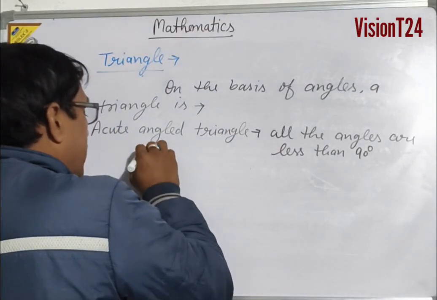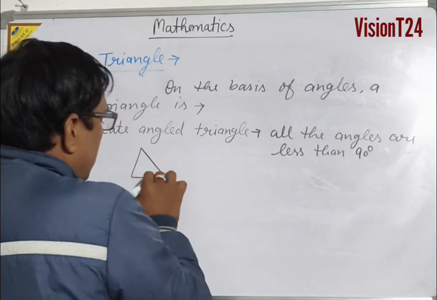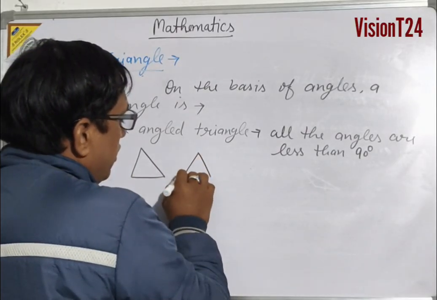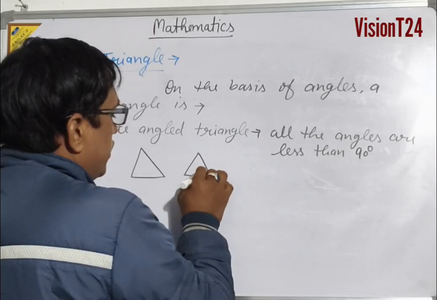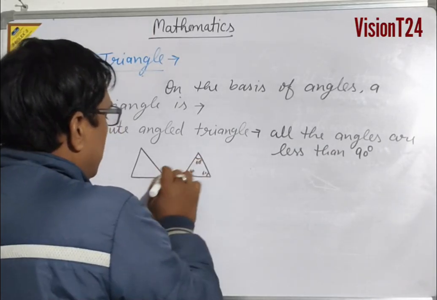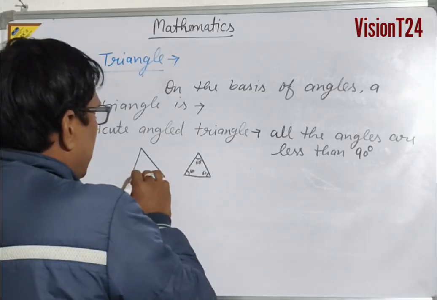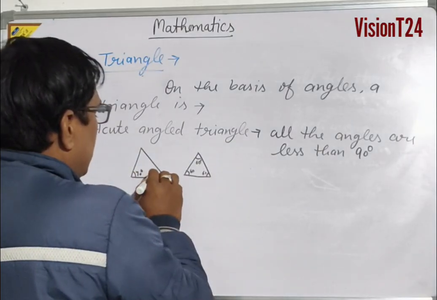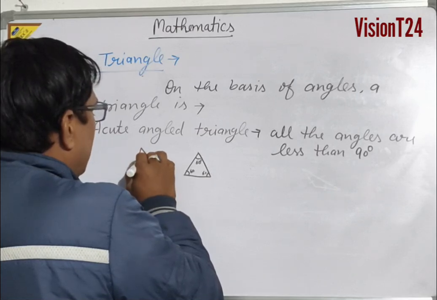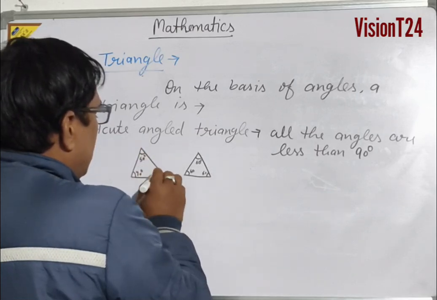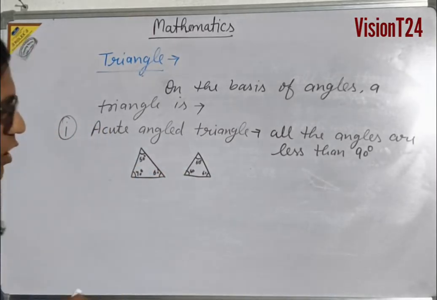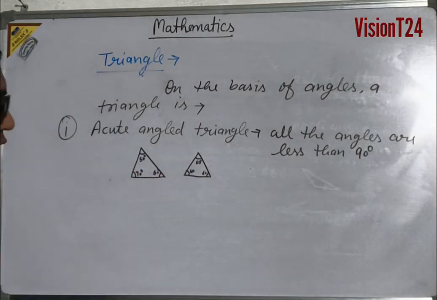Suppose equilateral triangle if I draw, this is equilateral triangle, all the angles are 60, 60 and 60. Suppose this is 70, this is 50, this will be 60 degree. So these are acute angle triangle, right?